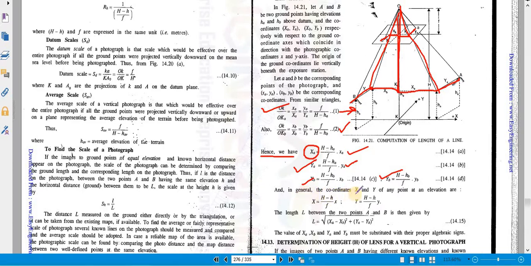So in general, for coordinates x and y, the point on elevation can be given by the formula x equals to what, capital H minus small h by f into x, and y equals to what, capital H minus small h by f into y. And if you have to calculate the length of the line between two points a and b, it can be given by the formula L equals to the square root of (xa minus xb) the whole square plus (ya minus yb) the whole square. With the help of this we can also calculate the length as well as the elevation of the ground point present in these photographs.